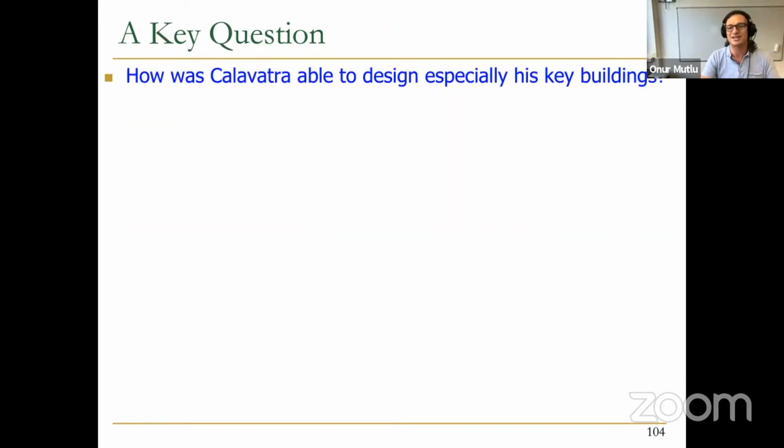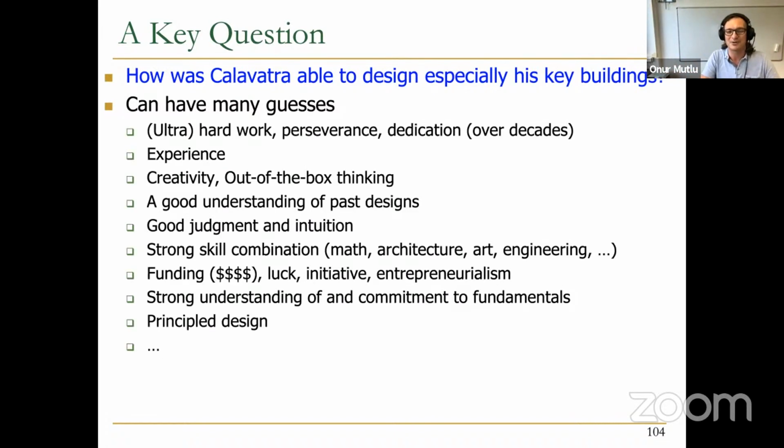Okay, so another key question is, how was Calatrava able to design his key buildings? I'm now looking at it from the perspective of how do you become a good architect, let's say, right? And I think there are many guesses we can have, of course. And I think a big combination of it exists in Calatrava: hard work, perseverance, dedication over decades, experience, creativity, out-of-the-box thinking. He probably had a good understanding of past designs, because if you have a good understanding of past designs, you can do better. Good judgment and intuition, strong skill combination, math, architecture, art, engineering. Funding is important in a project like that. Luck, initiative, entrepreneurialism, and strong understanding and commitment to fundamentals and principled designs, I would say.